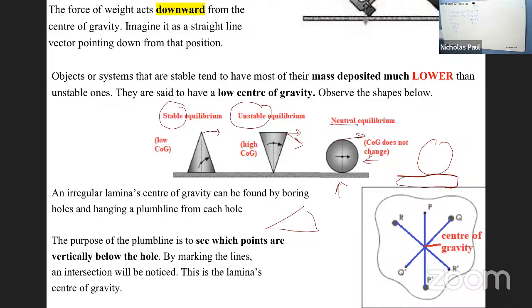That's okay? You understand the difference between neutral and unstable? Neutral, where it goes, it looks exactly the same as how it was. Stable, it will go back to where it was. Unstable, it goes to a totally new position. All right? So you have to understand the difference between the three different types of equilibrium.